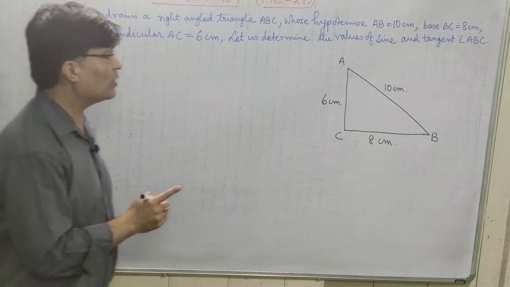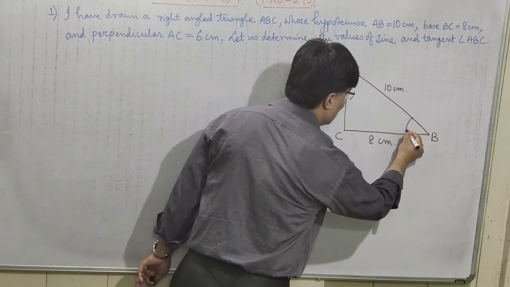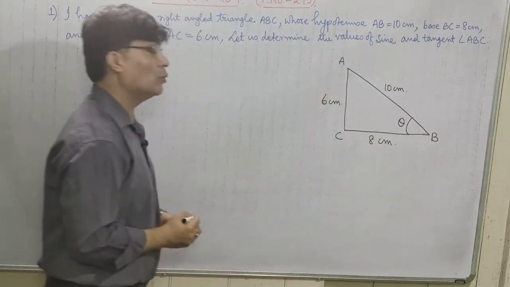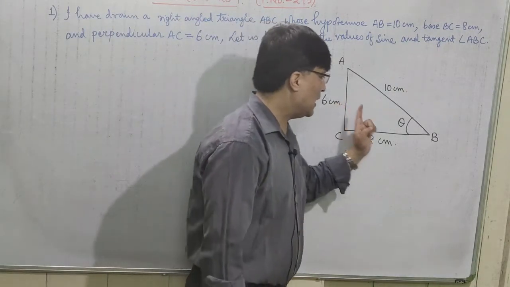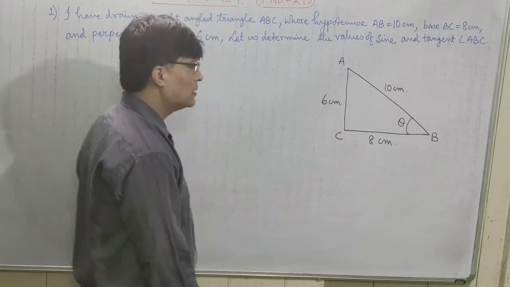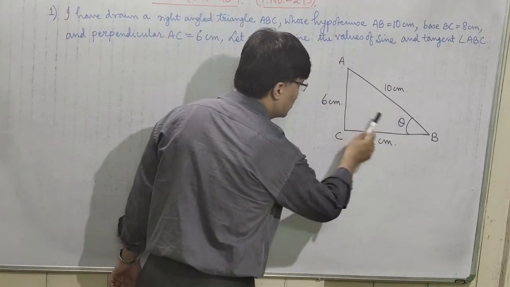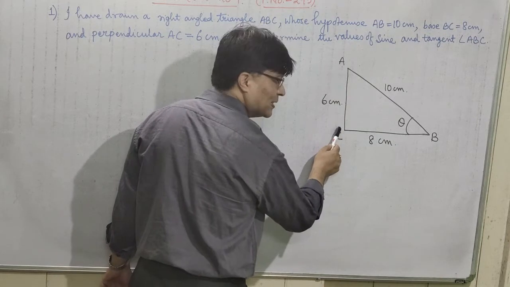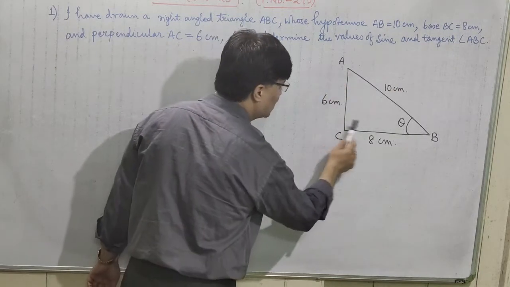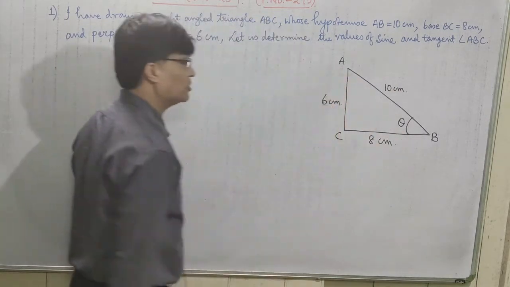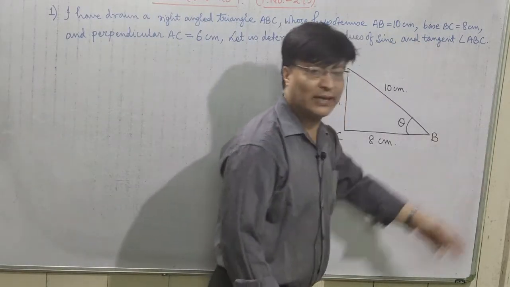Now we have to find out the values of sine and tangent of angle ABC. Angle ABC means this one. We can take it as theta. I already told you that if this angle theta is considered, the side opposite to this angle theta will be the perpendicular. Which is the side opposite to this angle theta? This is AC. So this AC will be the perpendicular. It is given in the question itself. AC is the perpendicular, BC is the base and AB is the hypotenuse. Is that clear? Now you have to find out sine angle ABC.